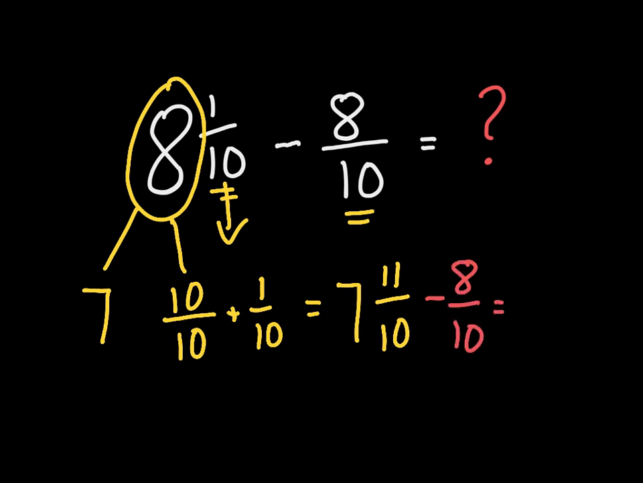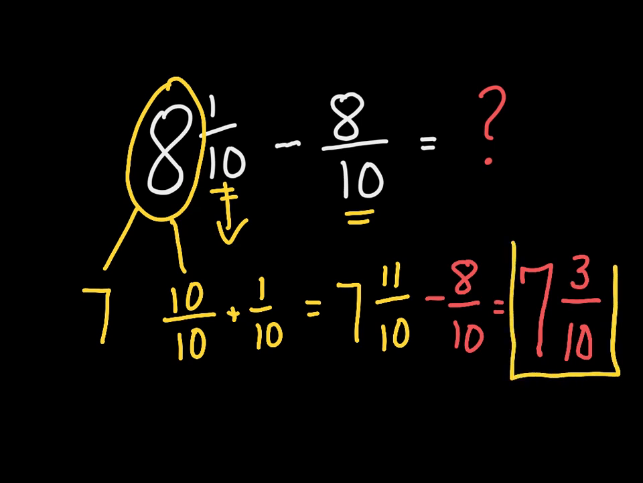We are left with 7 wholes. And in the numerator, it's a 3. The denominator does not change, so it's 7 and 3/10. Looking at 3/10, does 3 and 10 have anything in common? It does not. So 7 and 3/10 is already a reduced mixed number.